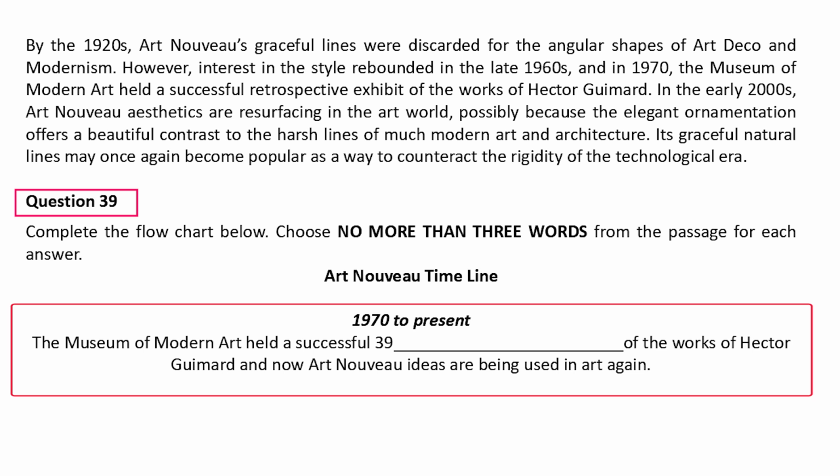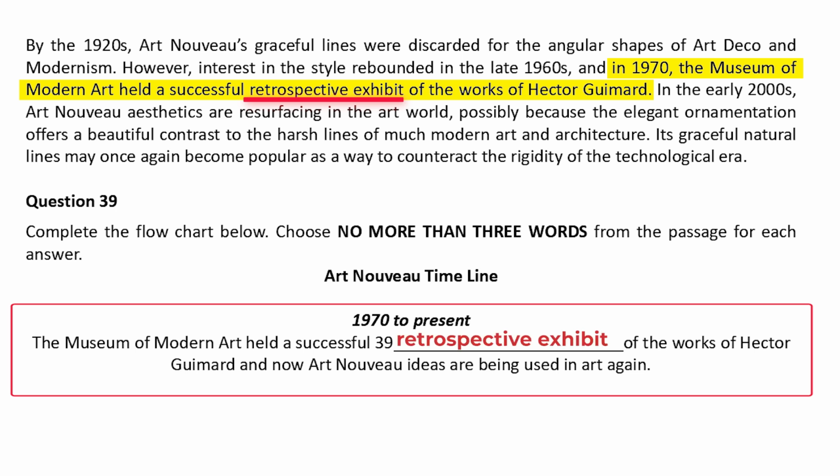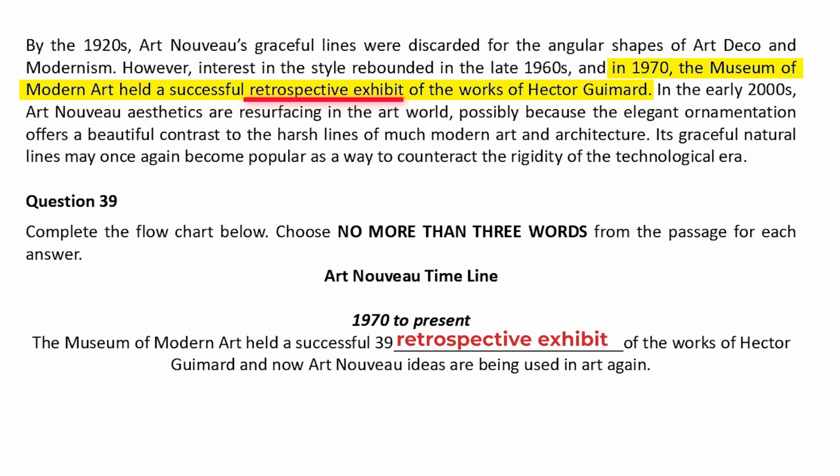The passage says, in 1970, the Museum of Modern Art held a successful retrospective exhibit of the works of Hector Guimard. That matches the wording in the question almost exactly. The phrase we need is retrospective exhibit. It tells us that the museum showcased Guimard's work in a special exhibition, looking back at his contributions. This kind of event is called a retrospective, and according to the passage, it was a successful one. So, retrospective exhibit is the correct answer for question 39.